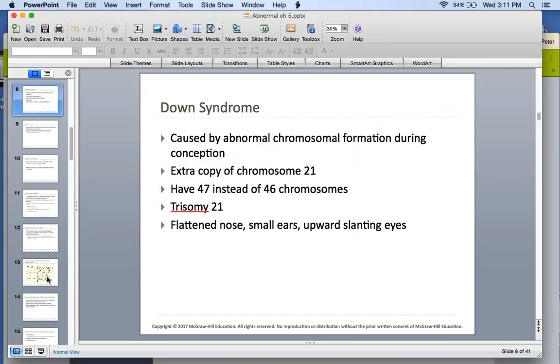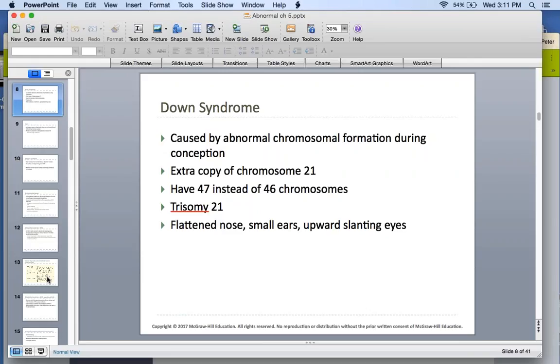So Down syndrome is caused by abnormal chromosomal formation during conception. Okay, and this is why we can test very early to find out if your pregnancy, if the child has Down syndrome or not. Okay, so you can have this type of testing while you're pregnant to find out.